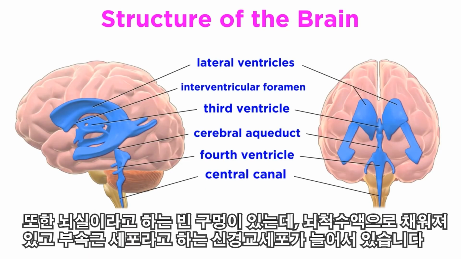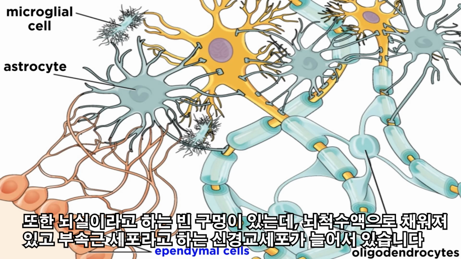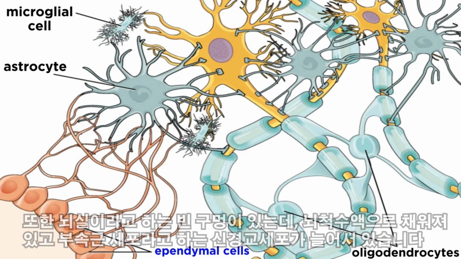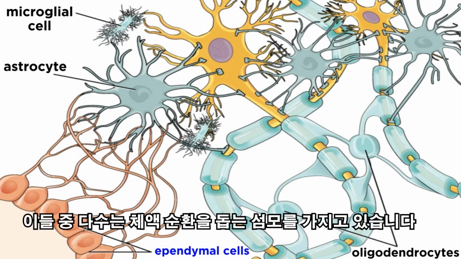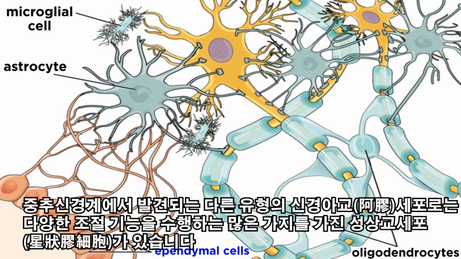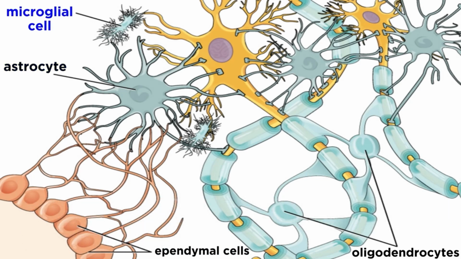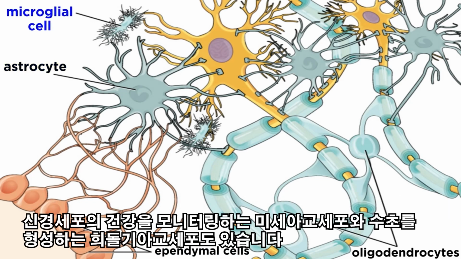There are also hollow cavities called ventricles, which are filled with cerebrospinal fluid and lined with glial cells called ependymal cells. Many of these have cilia to help circulate the fluid. The other types of neuroglia we will find in the central nervous system include astrocytes, with lots of branches to perform a variety of regulatory functions, microglial cells, which monitor neuron health, and oligodendrocytes, which form myelin sheaths.